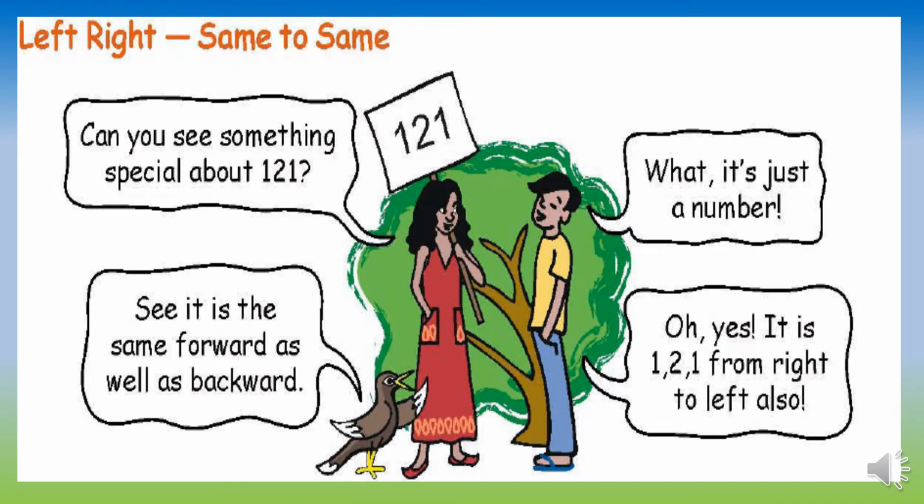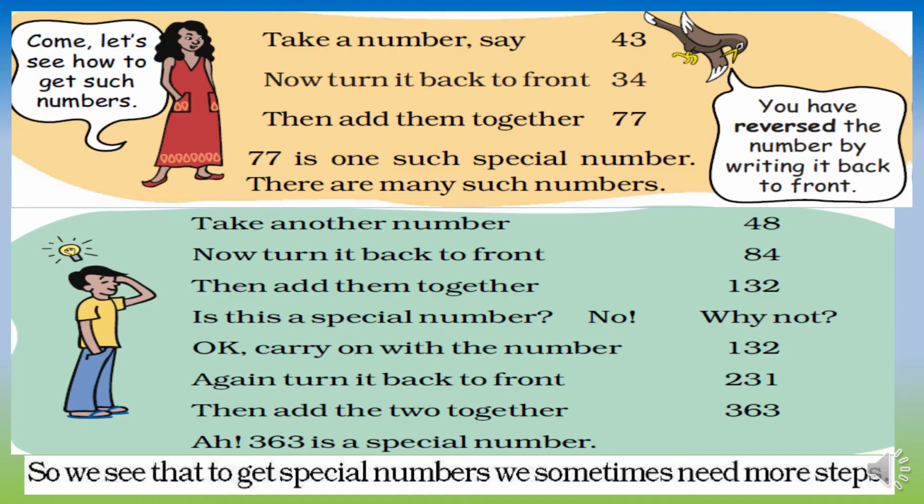Can you see something special about 1 2 1? What? It's just a number. See, it is the same forward as well as backward. Oh yes, it is 1 2 1 from right to left also. So this kind of numbers and words are also called palindromes. So come, let's see how to get such numbers. So how to get such palindromes, let us see.